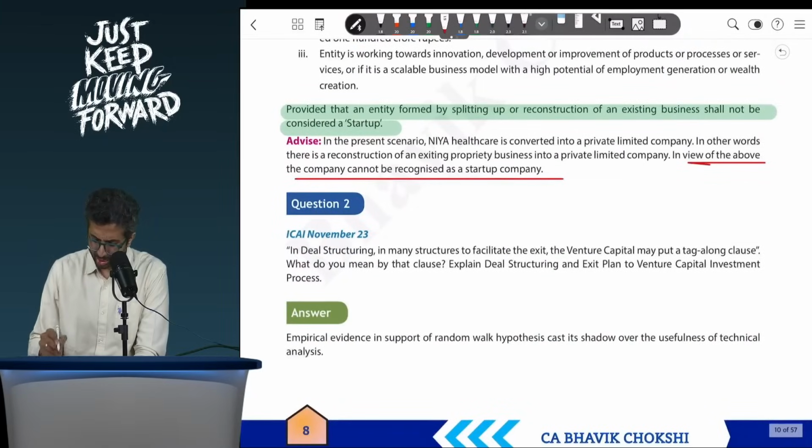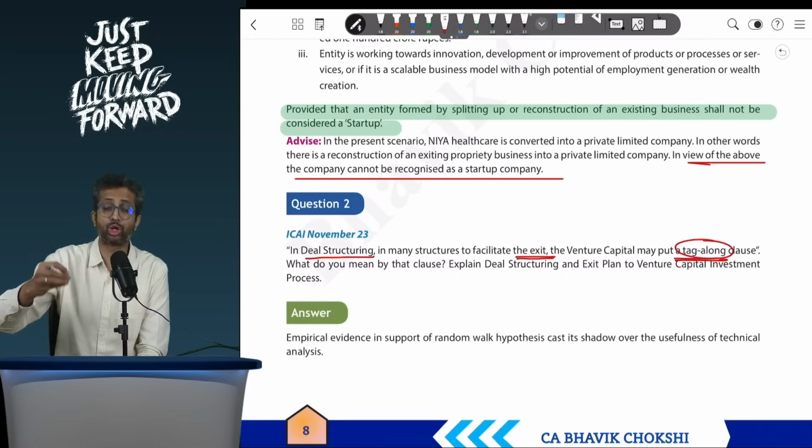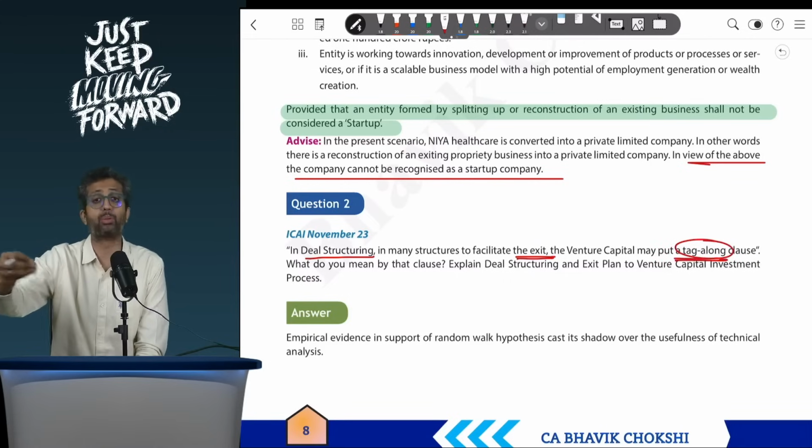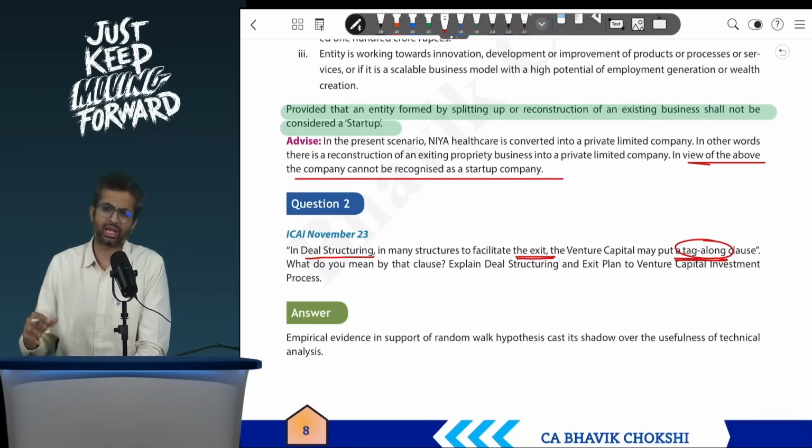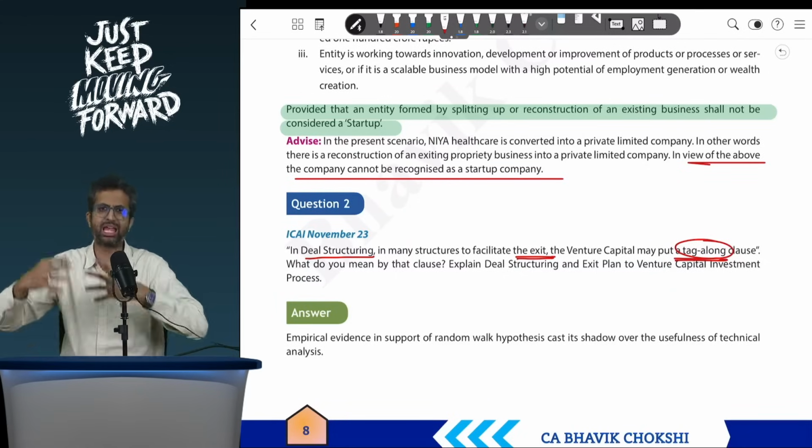Second, in November 23, we have another question. In deal structuring, many structures facilitate the exit. Venture capital may put a tag-along clause. What do you mean by tag-along clause? Tag-along clause quite literally means that if the promoter is exiting, then the venture capital fund will tag along. So they will exit together.